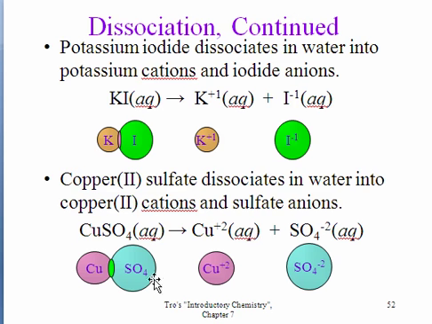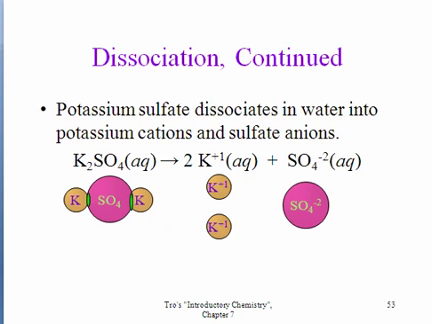Let's look at a polyatomic ion example. Here we have copper sulfate, copper(II) sulfate. When we see copper(II) sulfate AQ, what that means is our copper 2+ cation is completely surrounded by water, and our sulfate is completely surrounded by water. In solution, ionic substances exist as the dissociated ions.